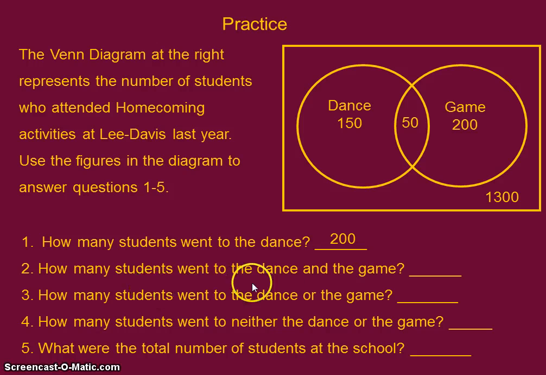The next one says how many students went to the dance and the game. Okay, they went to both of them. They went to the dance and the game. The one that's in both of those circles is that number right there, which is 50.